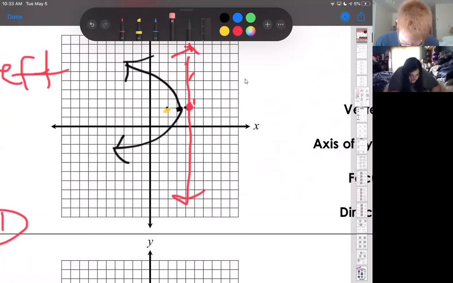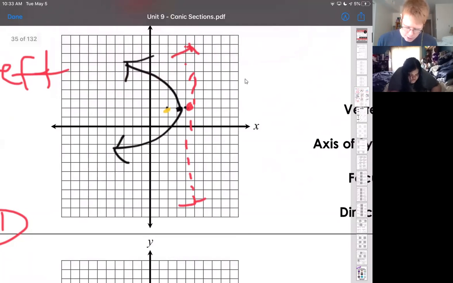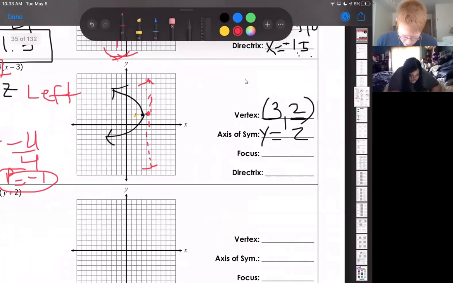In most of these problems, I didn't do it on this one though, when you draw the directrix line you usually put a dotted line, because it's kind of like an asymptote in a way. It's not actually part of your graph, but it's useful depending on what you're doing. So using what we just graphed, my focus point would have been 1 to the left of the vertex, so it would have been 2, 2. And my directrix was a vertical line, so that's x equals, and that was at 4.